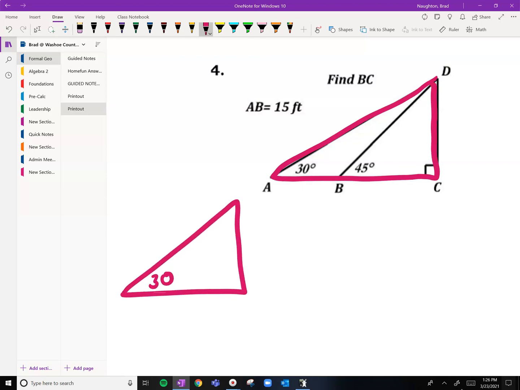So this is 30 degrees, and it says that AB is 15. Okay, so we're looking for BC, as it says right here. So I'm going to put an X right here. So notice this whole bottom here is going to be X plus 15.